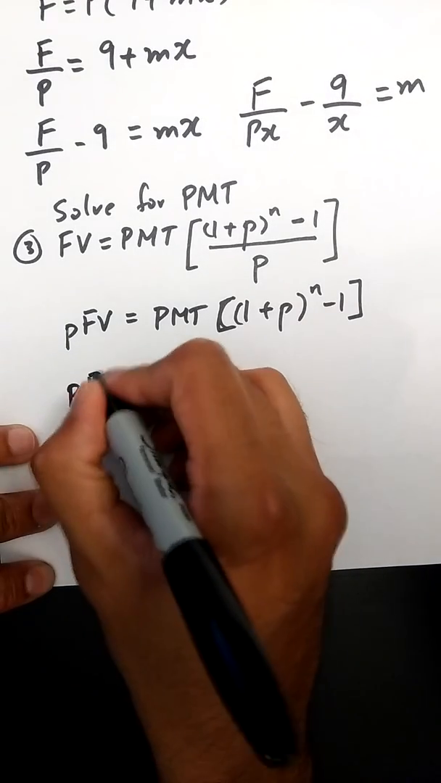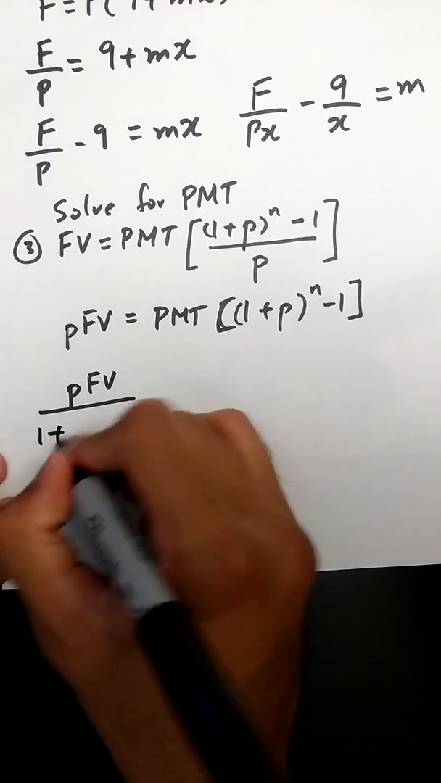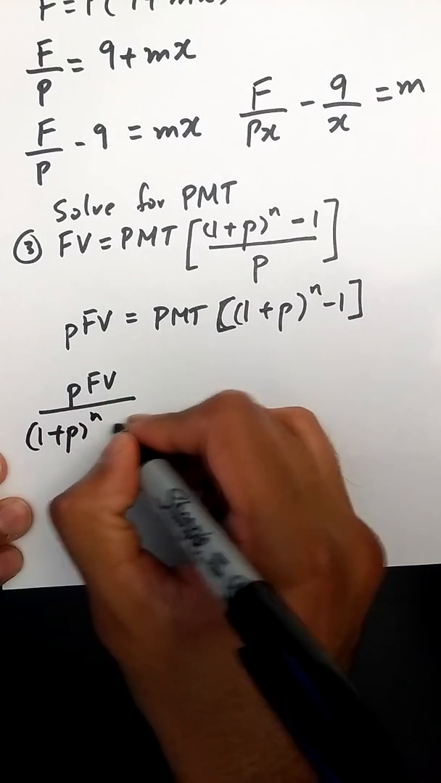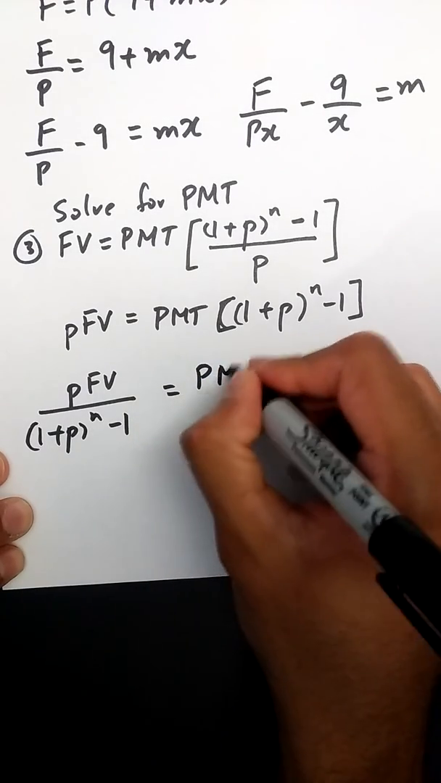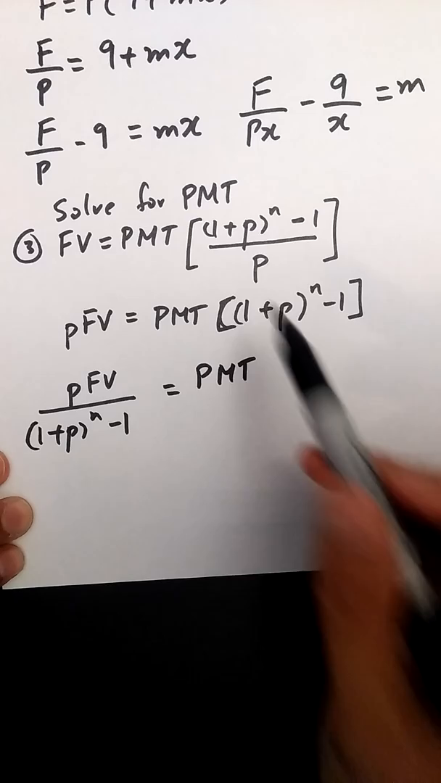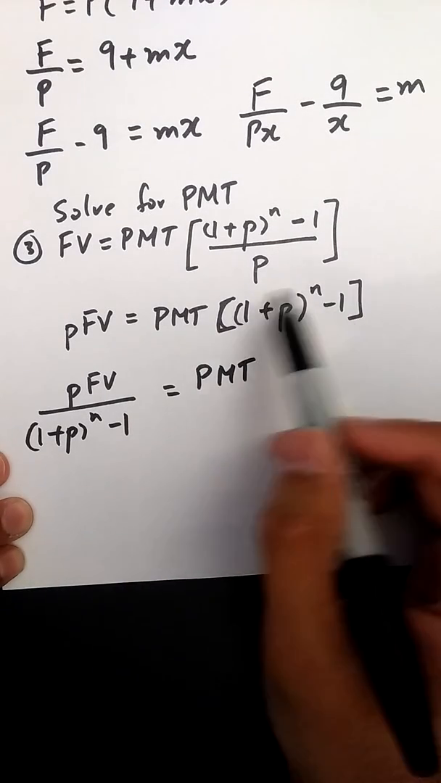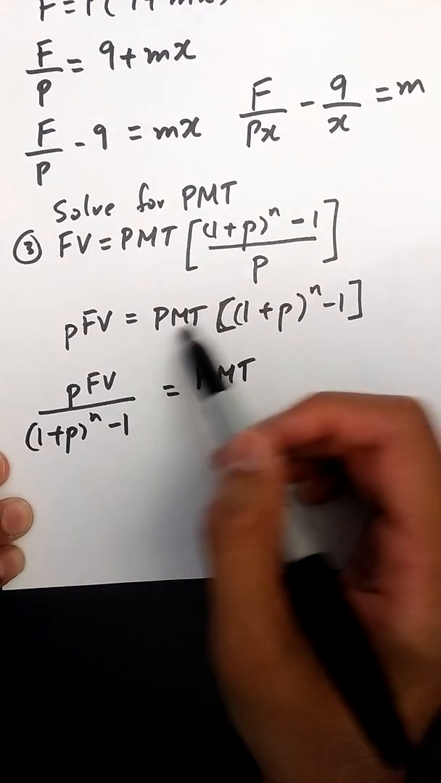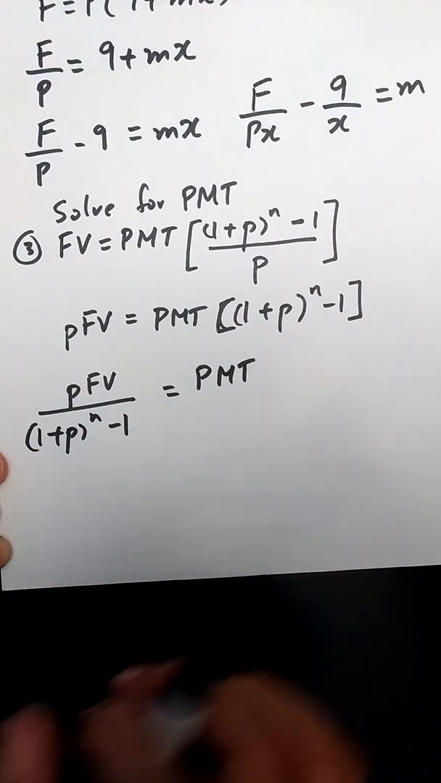So P FV over (1 plus P) to the exponent of n minus 1 equals PMT. So if terms are being added or subtracted, you can't really split them up, especially if they're in a bracket. In this case, everything was multiplying by PMT, which is why we could divide everything on the other side.